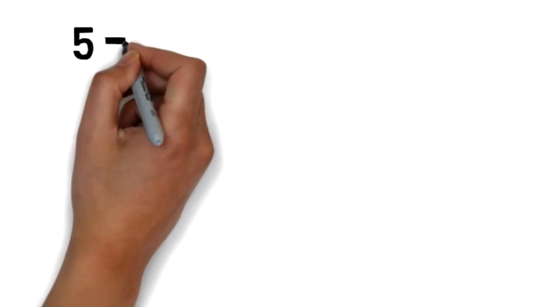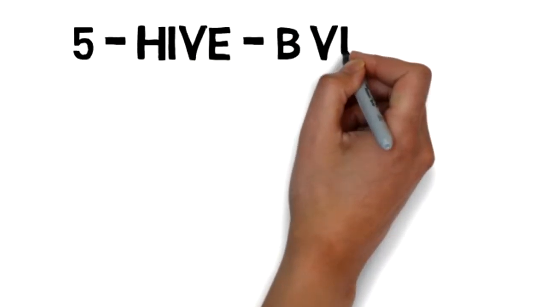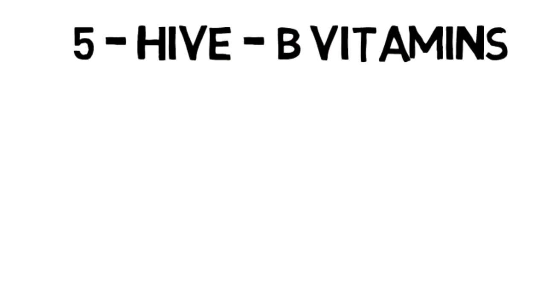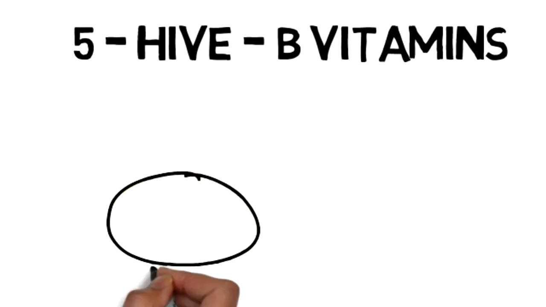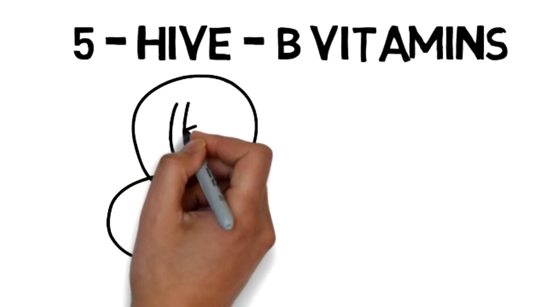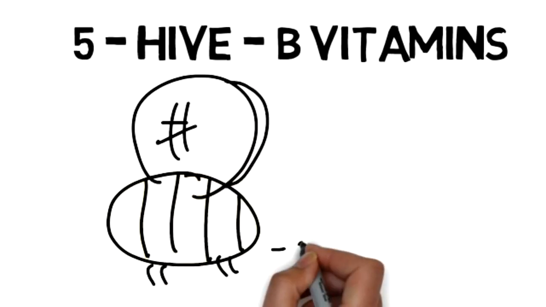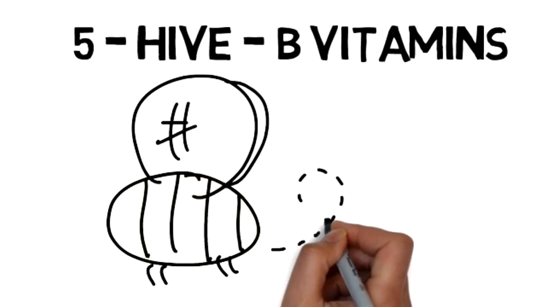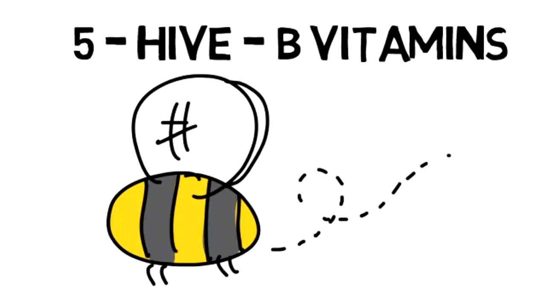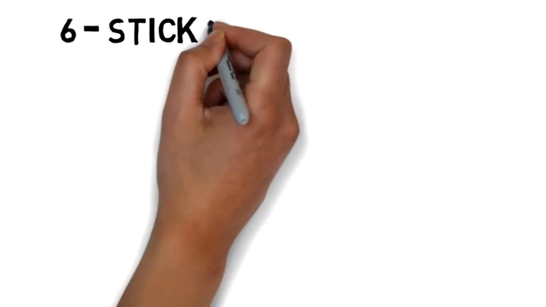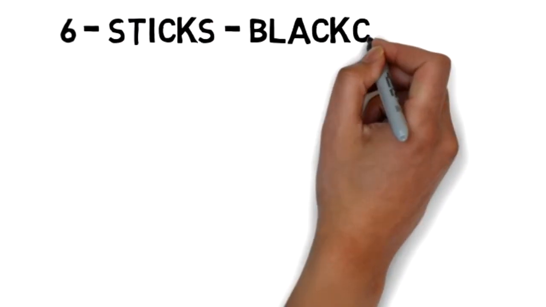For number 5, we've got a hive. This is a great easy one because a hive is where B lives, so already you're part of the way to remembering B vitamins. So you could picture a jar of vitamins filled with buzzing bees, or you could have a honeycomb which bees make, and instead of honey, it could be full of vitamin tablets, so B vitamins, buzzy bee vitamins.